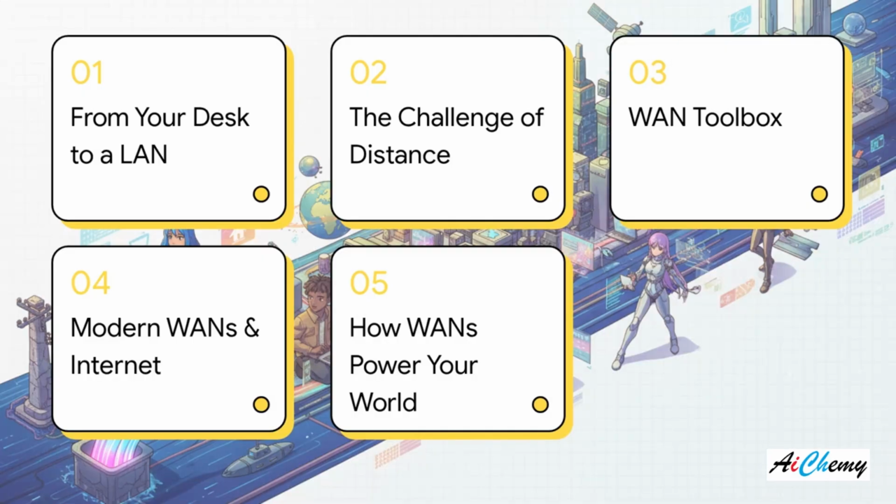So here's what we've got on top. We're going to start small with the network you already know, your LAN. Then we'll talk about the big challenge, distance. We'll open up the toolbox of technologies that make WANs possible, see how they've evolved into the modern internet-based WANs we use today, and finally, we'll see just how much these things really do power our world.